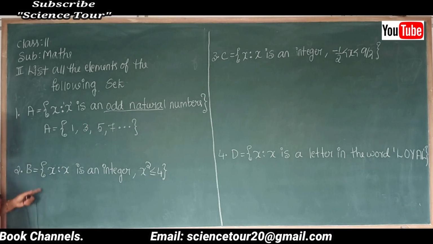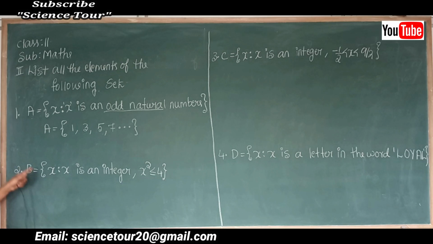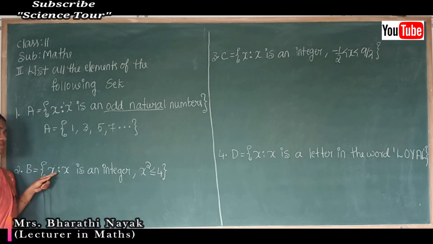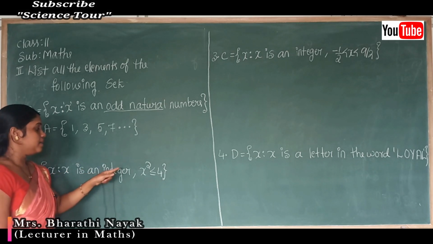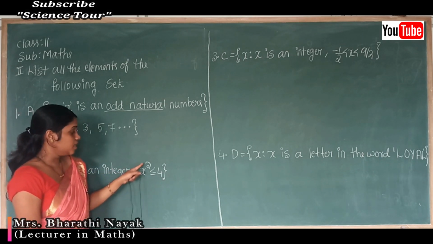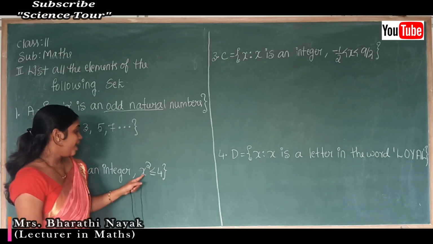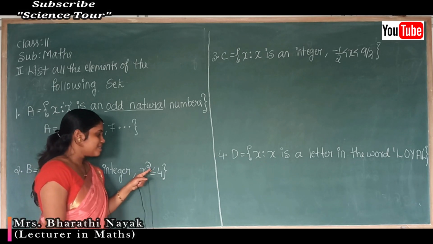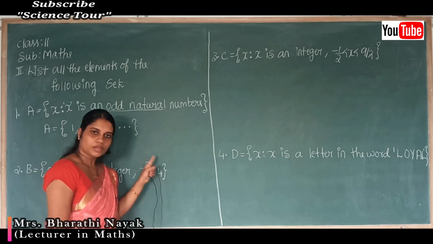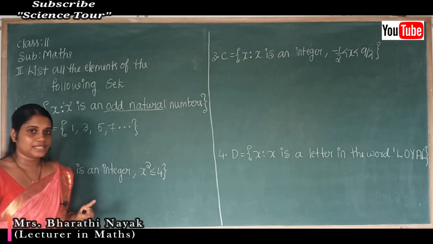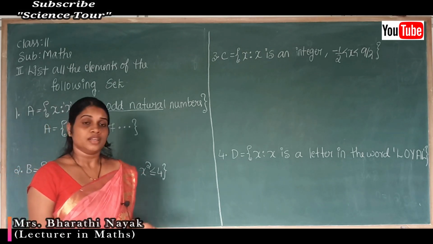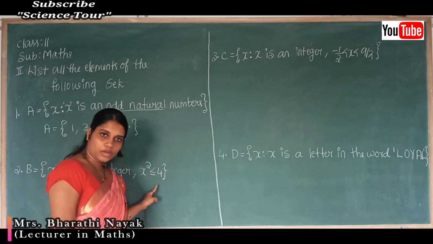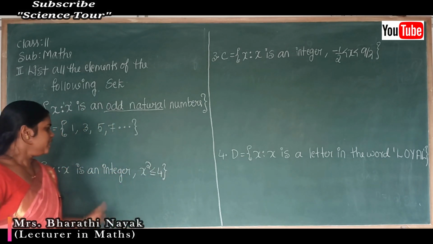So similarly we will consider this second one. Set B is equal to the set of all x such that x is an integer. Also they have given one condition. What is that condition? x squared, the square of that number, is less than or equal to 4. So you have to choose an integer in such a way that the square of that integer must be less than or equal to 4. So integers you have to choose.